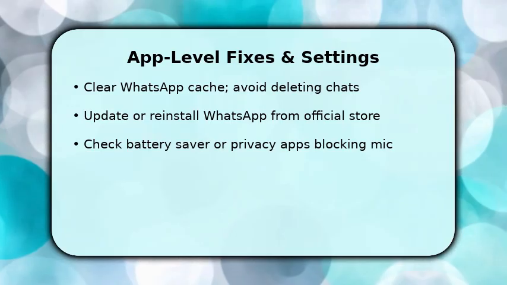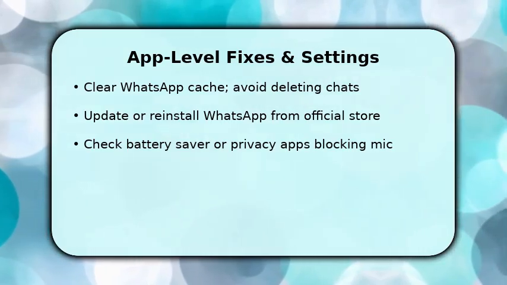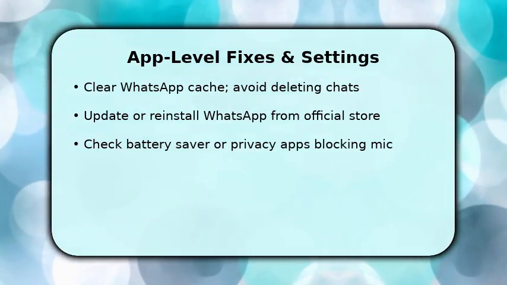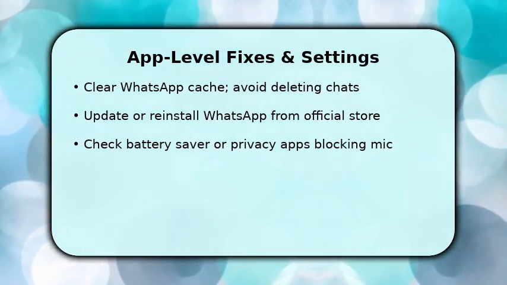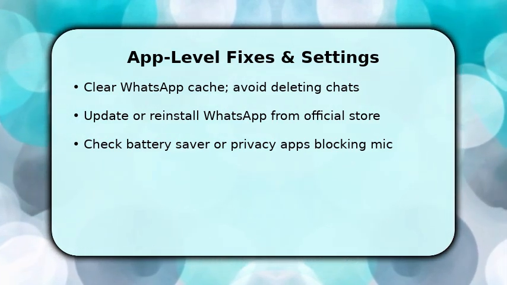Backup chats first. Also inspect battery saver, privacy, or antivirus apps that may restrict microphone access. Temporarily disable them and test recording again. Make sure to grant permissions again after reinstalling, because reinstall can reset those toggles.